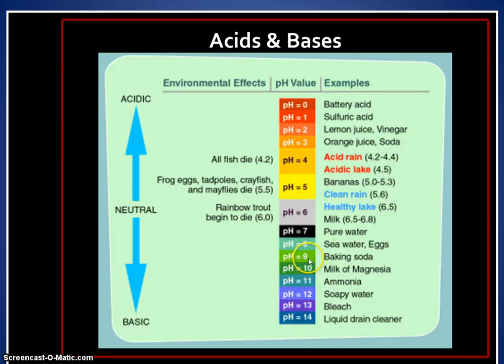Baking soda is a pH of 9. Milk of magnesia, might use that to soothe the burning in your heartburn from lemon juice and orange juice, right? Ammonia, soapy water, bleach, all right? As you get a higher pH, more basic, it's more of a cleaning product, right? Acids and bases. Using the pH scale to identify whether they have more hydrogen or more hydroxide.